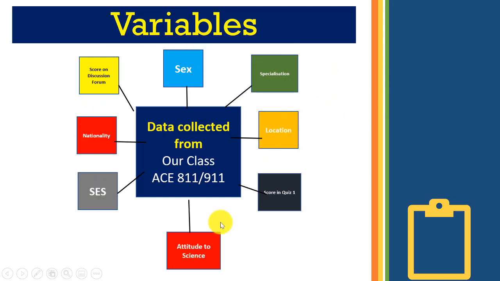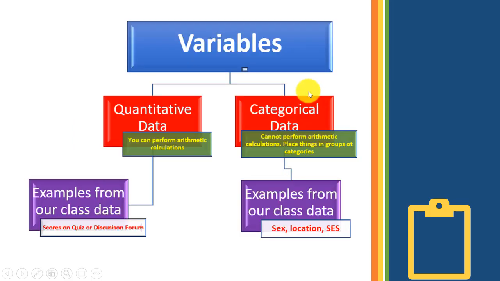So these are variables. Any data that you collect that varies from one to the other, we say it's a variable. Now, mind how I pronounce that word. I said data. Some people call it data. It is not wrong. It's a matter of style, but I prefer to call it data. So for the rest of the class, I'll be talking about data collected from our class ACE 811911. So you can see these are variables. This is a variable, this is a variable, like we saw in our scan variables.